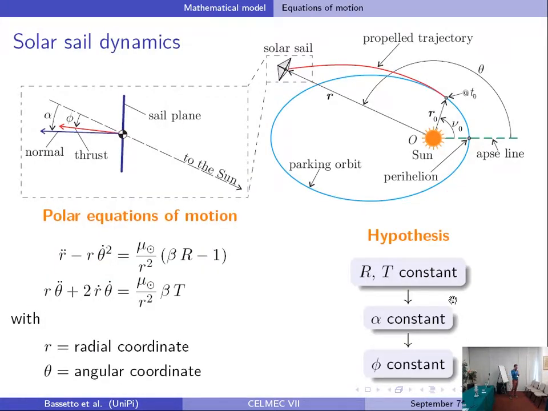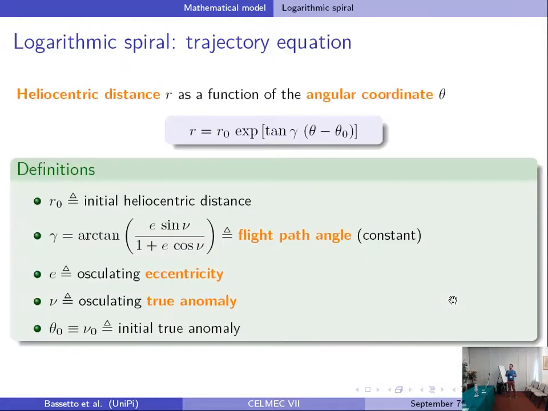The solar sail dynamics can be described in polar form in this way, the two-dimensional dynamics, where the angular coordinate theta is measured, as you can see here, from a fixed direction that in our case is the parking orbit eccentricity vector. Now, the hypothesis that we have to make is that r and t are constant, and once we know the optical properties of the membrane, this implies that alpha and phi must be constant.